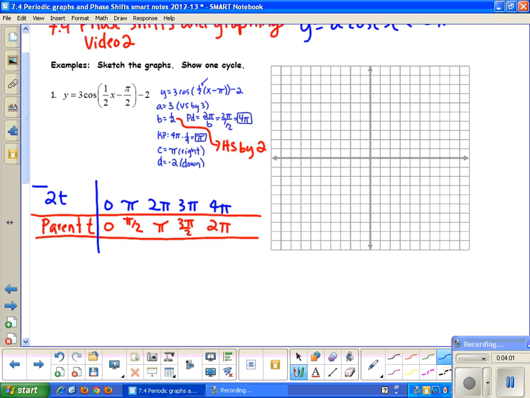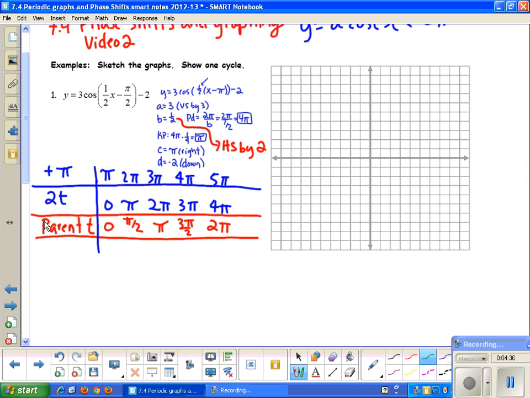Then what else am I doing to my x values? I also have a phase shift, and I'm moving my graph to the right pi, so that means I'm adding pi. Now notice in your equation it says minus pi, but remember we always do the opposite of our horizontal movements, so plus pi is what I'm going to use when I'm moving it. So in this case, if I do plus pi to everyone, 0 plus pi is pi. Pi plus pi gives me 2 pi. This would be 3 pi. This is going to be 4 pi and 5 pi. So those are the key points that I'm going to put down.